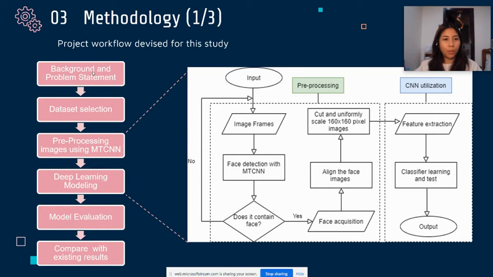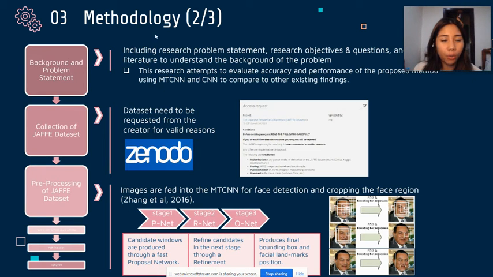Here we can see the background and problem statement. Moving on to the dataset selection, as we have already seen before. The pre-processing of images using MTCNN and deep learning modeling is where we will see my proposed method. Here is the workflow we can see. And moving on to the model evaluation compared with existing results. Next is where I will explain in further detail.